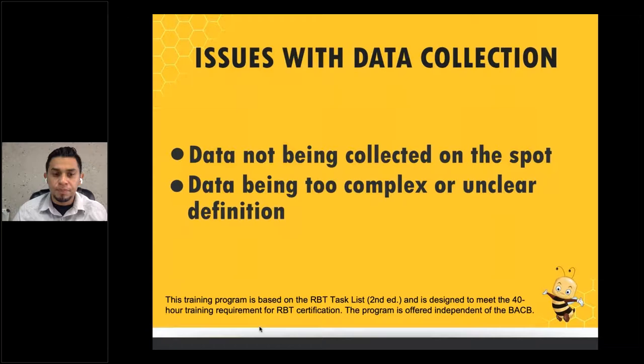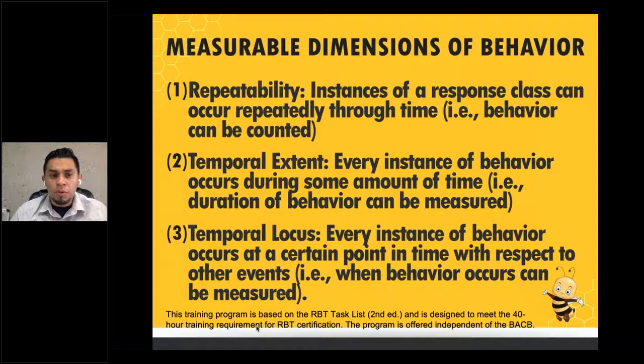In data collection, we talk about measurable dimensions of behavior. Number one is repeatability, which is basically that instances of a response class can occur repeatedly through time. So we are able to count how many times a certain behavior occurs because it repeats itself. Once again, it's about being able to count those responses across time.